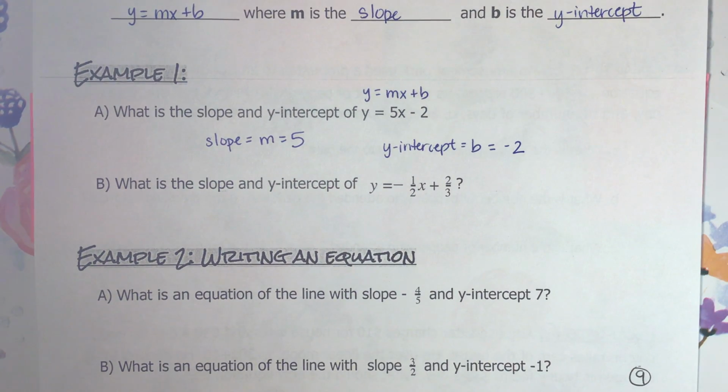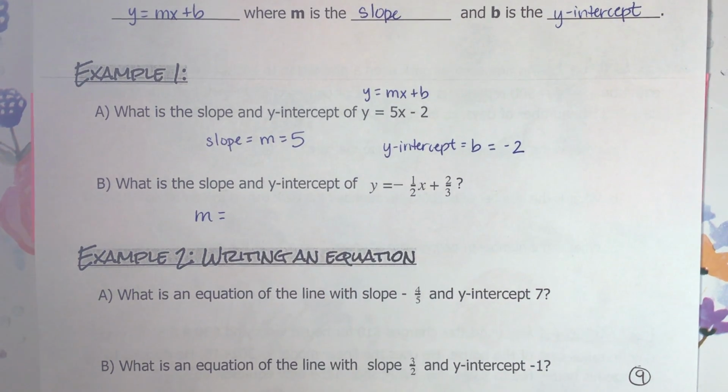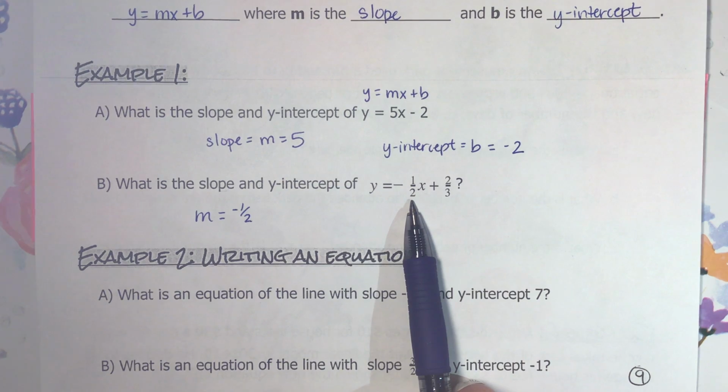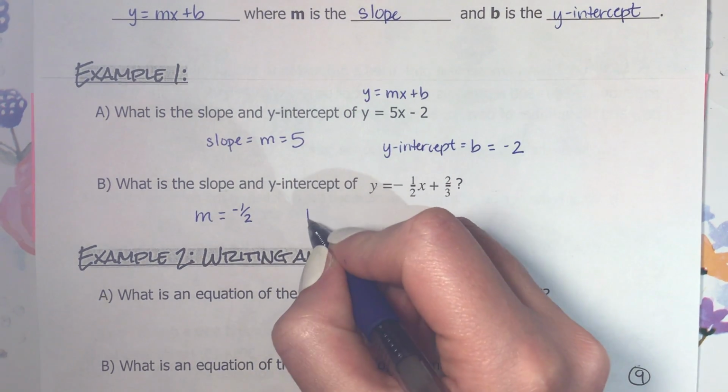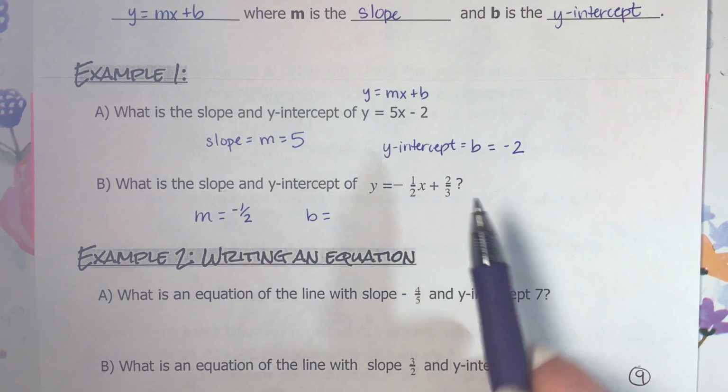So let's do that again. What is the slope and y-intercept of y equals negative 1/2 x plus 2/3? M is the slope, and that's going to be negative 1/2. I'm getting that from this number right here. B is equal to the constant, or 2/3.